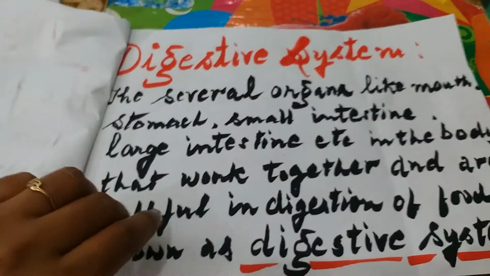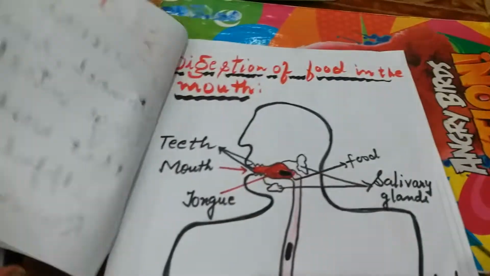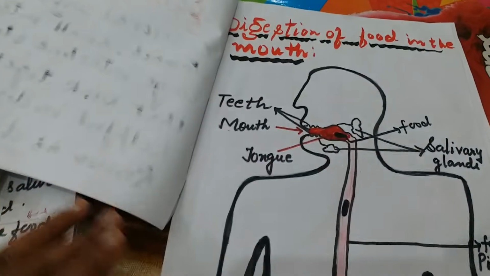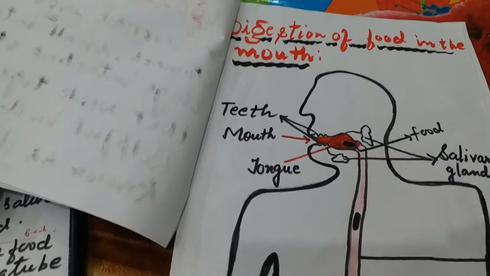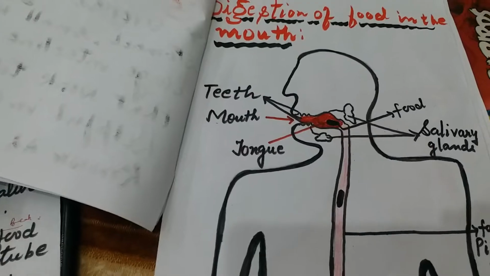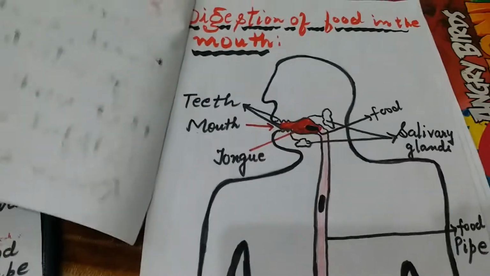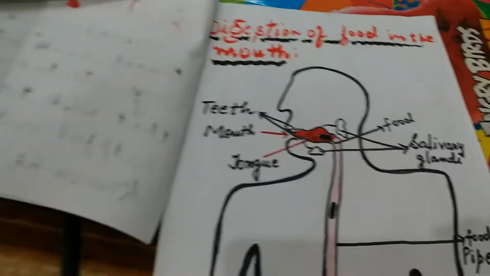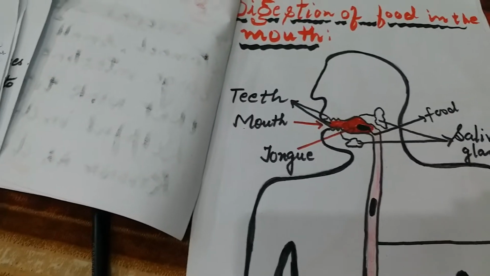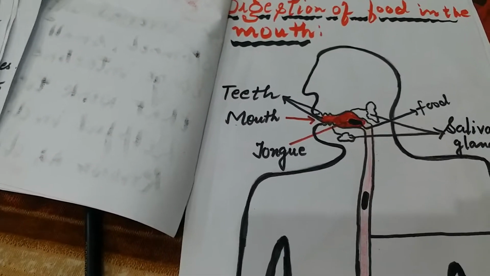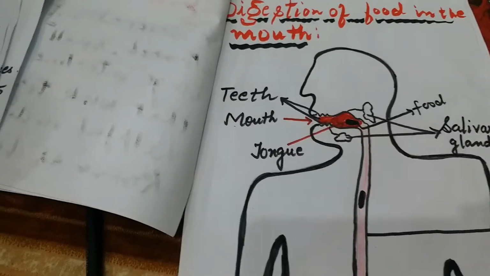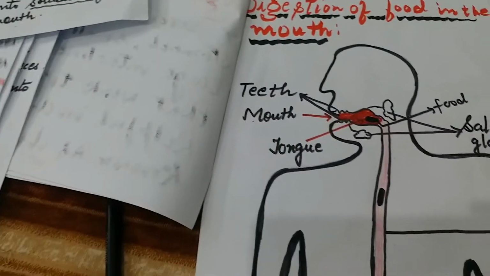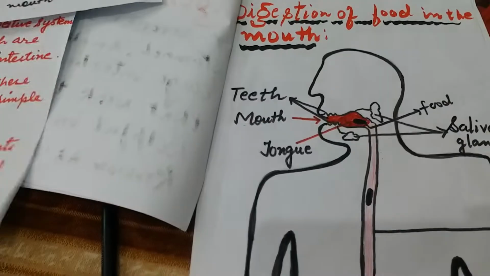Now before going further, let me show you a picture of the digestion of food in the mouth first. Let's begin with this process. Do you know, children, in our mouth, the teeth are there, tongue, the salivary glands. So the teeth, the first teeth, let's have a look. What is the function of teeth in our body?